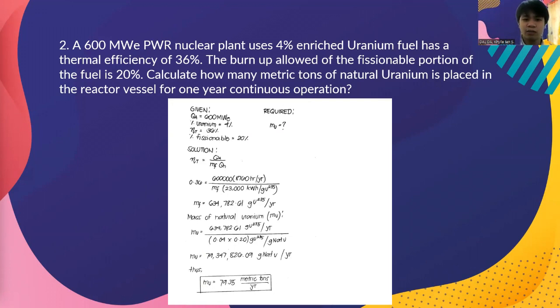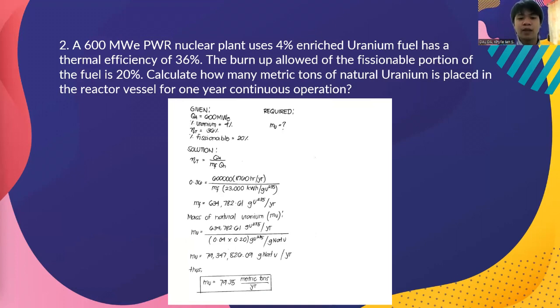So next, in solving the mass of natural uranium, gagamitin natin is yung mass ng fuel divided by the percentage of uranium tapos yung percentage fissionable. Kaya 634,782.61 gram of uranium per year divided by 0.04 times 0.20 gram of uranium over gram of natural uranium, ang makukuha natin is 79,347,826.09 gram of natural uranium per year.